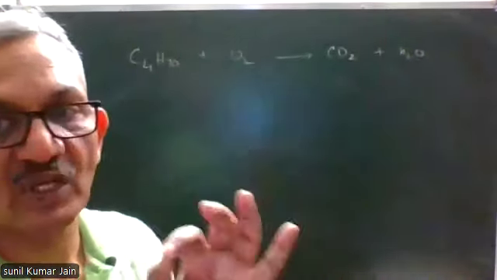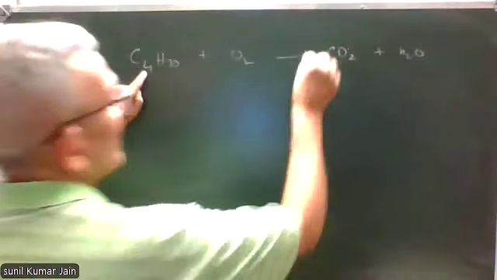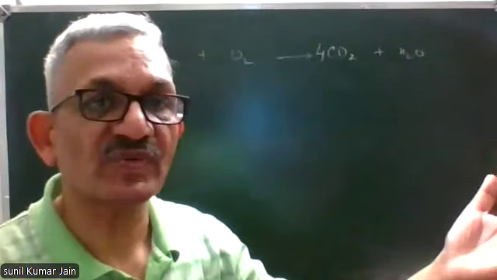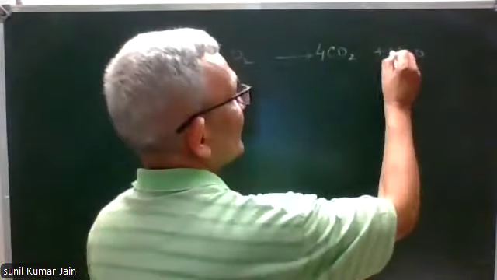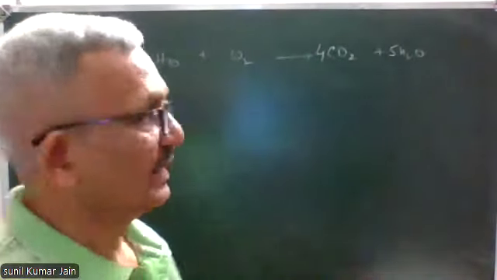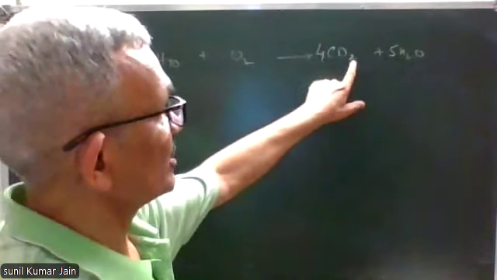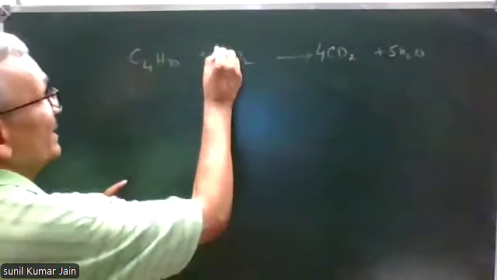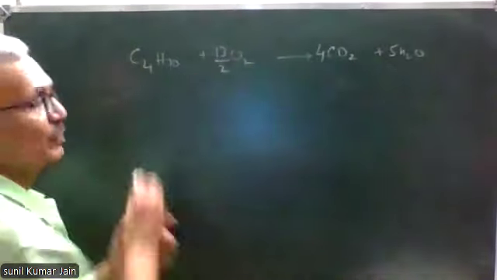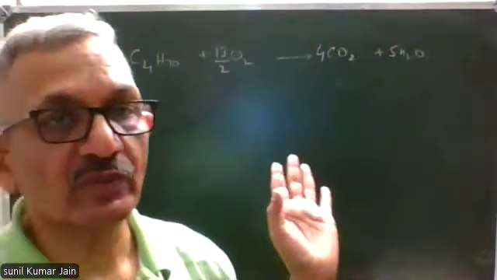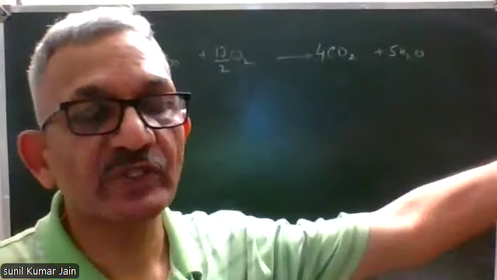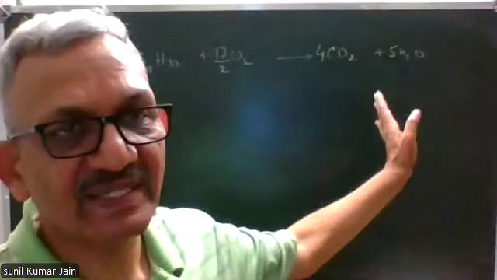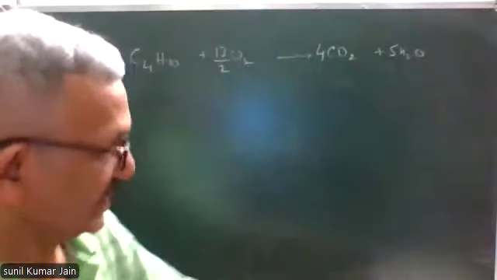Now, how to balance without wasting time? 4 carbon will give 4 CO2, 10 hydrogen, half of 10 is 5. 10 hydrogen will give 5 water. After that, this is 8 oxygen plus 5 oxygen, total 13. On the left hand side, this will be 13 by 2. You can use 13 by 2 or you can multiply the entire equation by 2 so that you get whole numbers. Even like this, you can use, there's no harm at all.